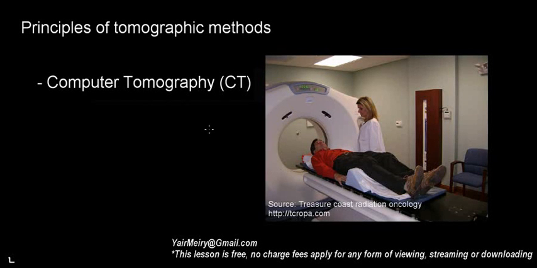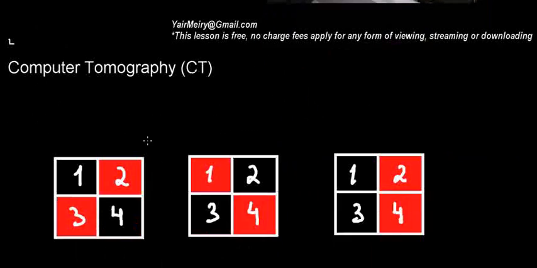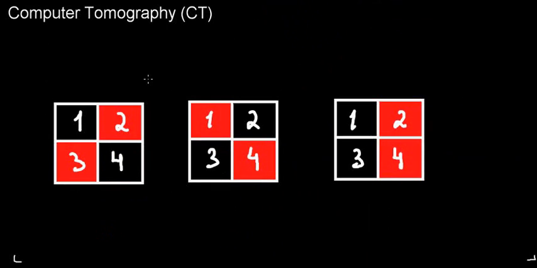So hello and welcome to the first video on the topic of principles of tomographic methods. We're going to discuss computer tomography in this presentation. And this is a CT machine, and although this guy doesn't seem very happy, this is a really cool instrument. We're going to look into how it works, and this actually has a little bit to do with our lab work. Let's get started. What we have here is three different cubes.